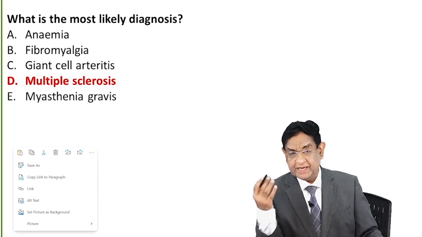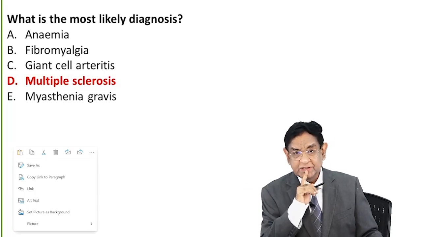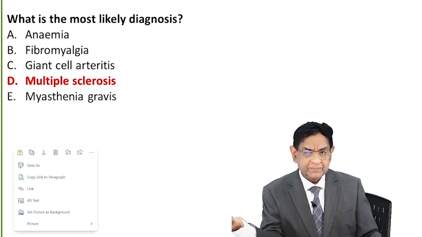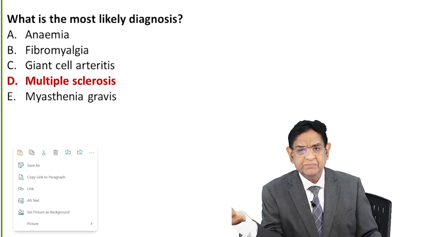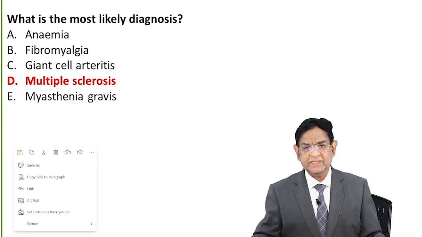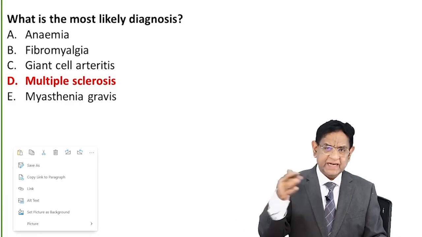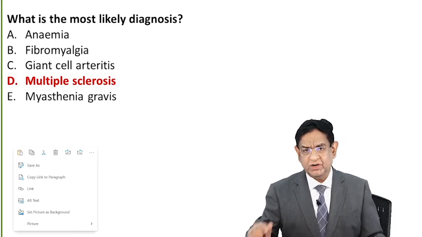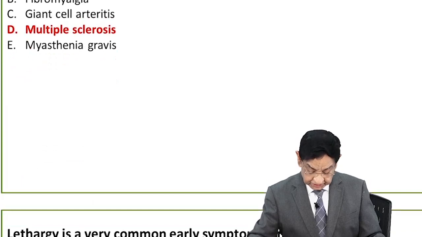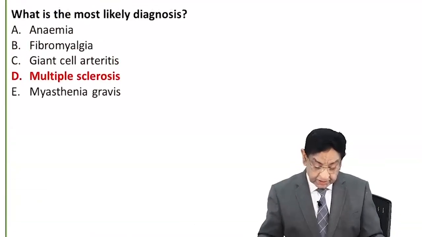Again, a very tricky question to answer. The only clue to us was that she had some eye problem 6 months back. But now she's coming with just fatigue and lethargy. Fatigue and lethargy can happen in so many conditions. It's not diagnostic of multiple sclerosis, right? So let us analyze. Look into this.